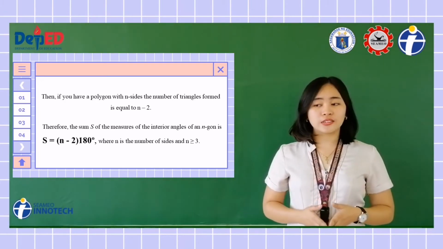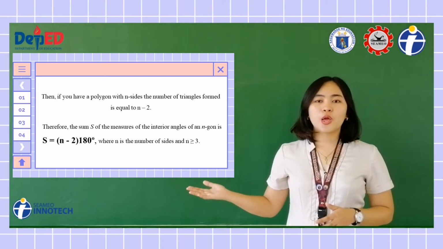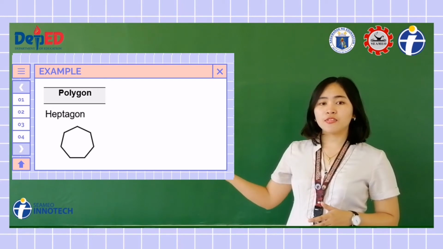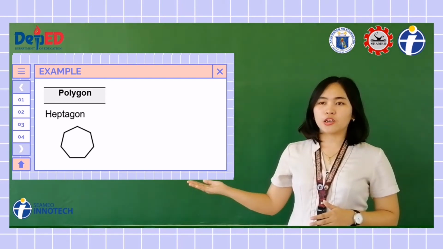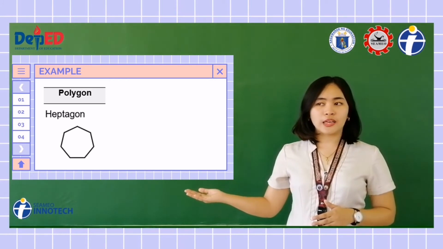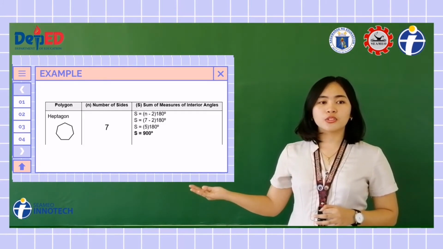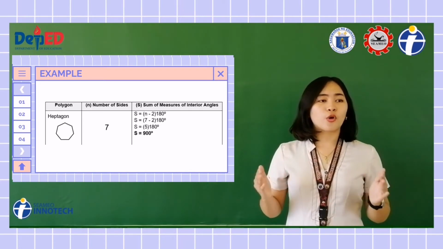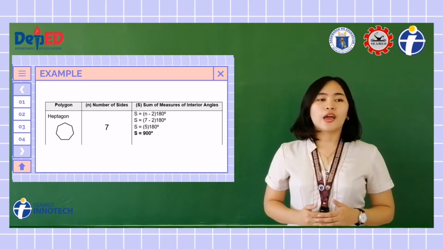Before we understand this lesson, let's have an example. What kind of polygon do we have on the screen? Very good, we have a heptagon. Now, how many sides does the heptagon have? Very good, 7. Now, using the formula, what is the formula in getting the sum of the measures of the interior angle? Yes, very good.